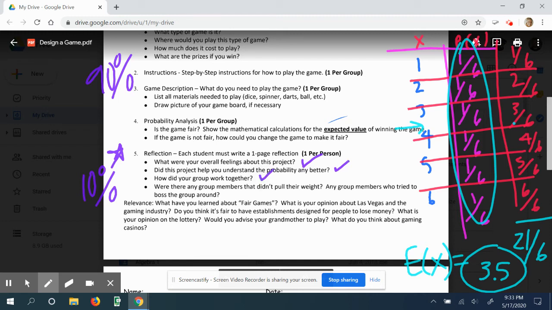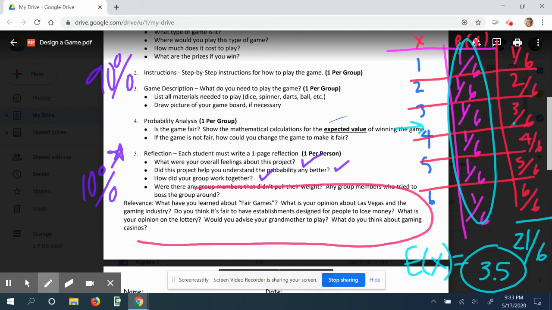How did your group work together? Maybe you all worked really well together. And that's good. You can say that. If there are any members that didn't pull their weight, make sure you list them, because I want to make sure that you for sure get the credit that you deserve. Okay. And then finally right here.